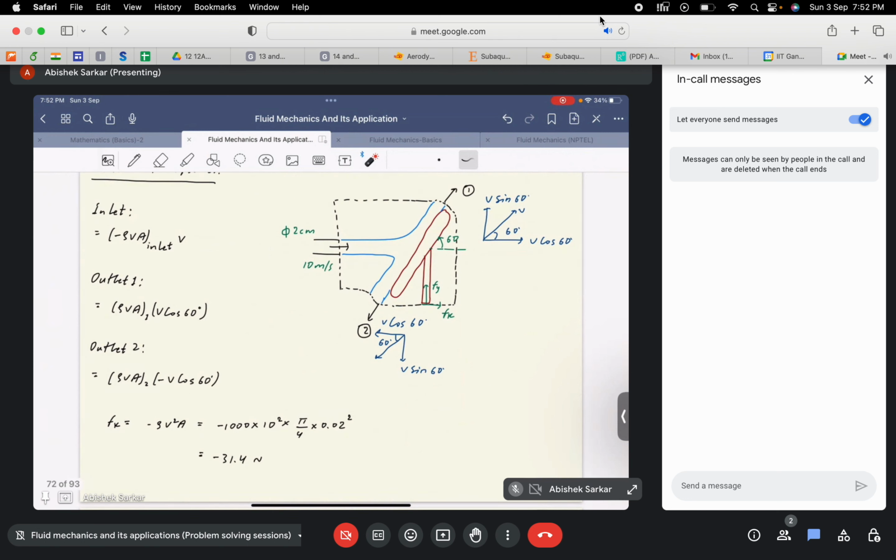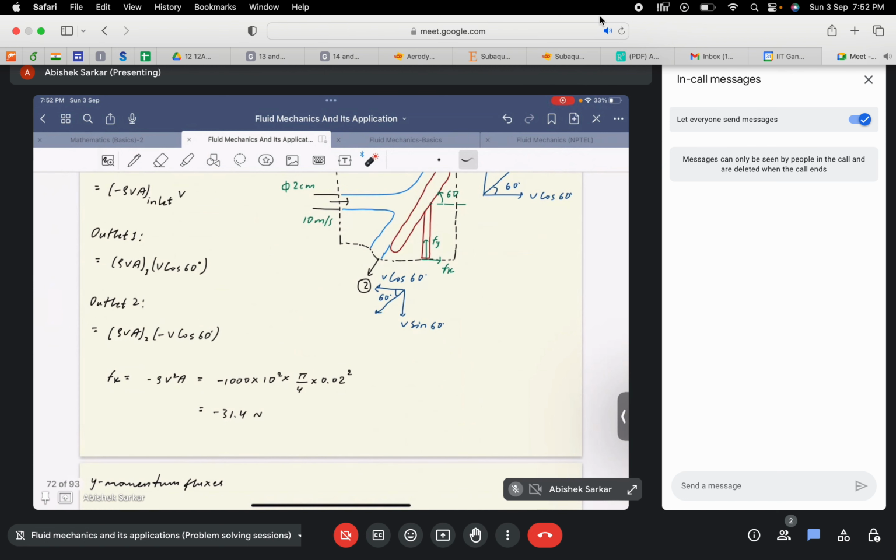At the inlet, we would have the momentum flux as minus rho V A into V, where V is the absolute velocity, 10 meter per second. Why minus? Because the velocity vector is in the direction opposite to the area vector, so we will have a minus sign. So it is minus rho V A into V. For the outlet, this V would be positive, because we have chosen it to be in the positive x direction.